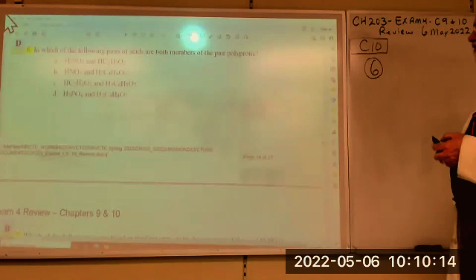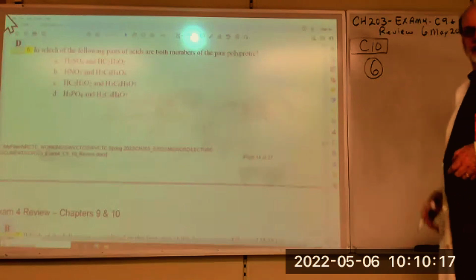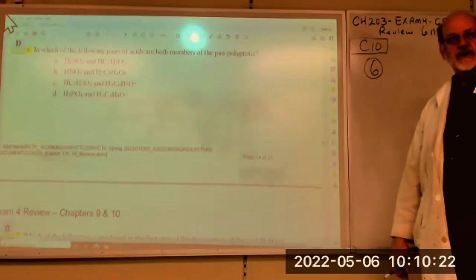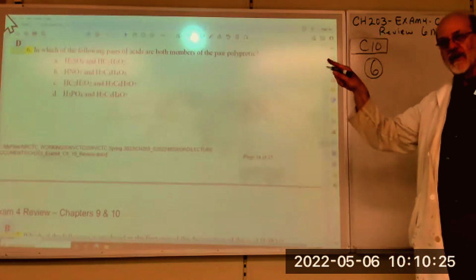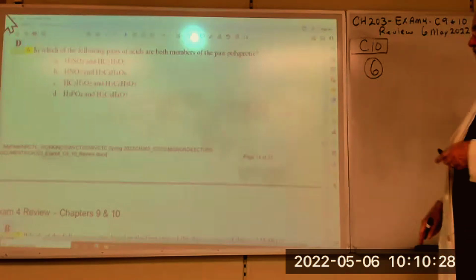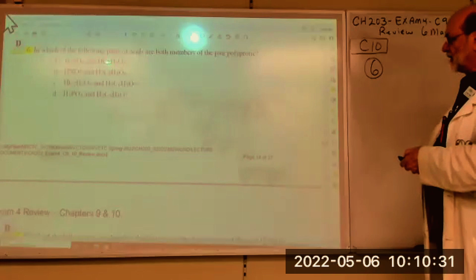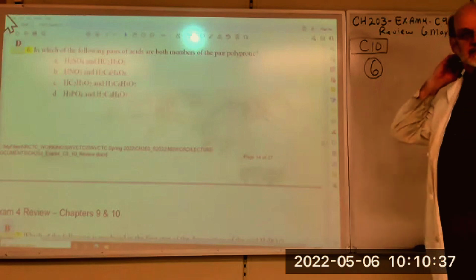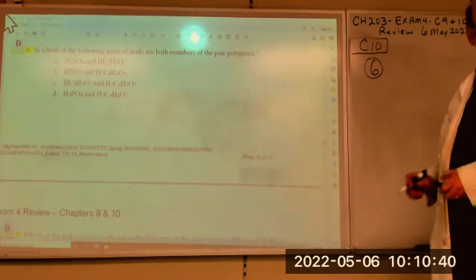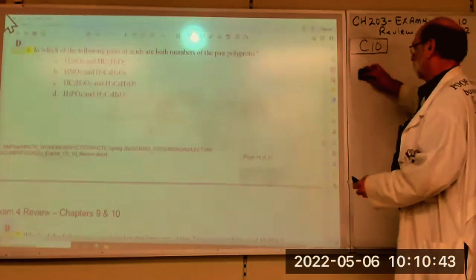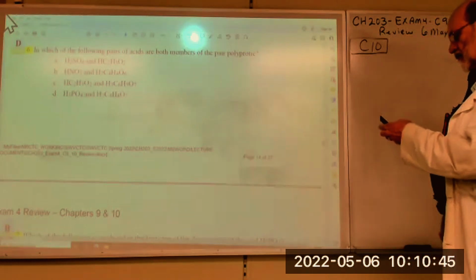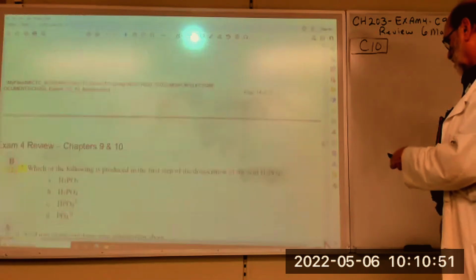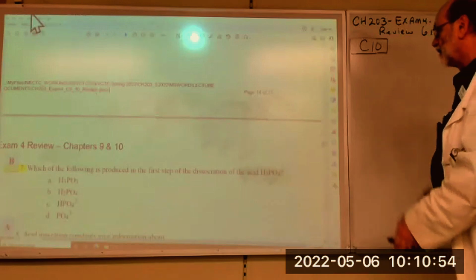In which of the following pairs of acids are both members of the pair polyprotic? So you need two or more protons that can dissociate. That means you look at the front of the molecule and see, do you have two or more? Right? This one's only got one. That ain't it. That's only got one. That's only got one. There's three. There's two. That's it. D. Okay, I'm gonna have to scroll this one. Yep. 7.